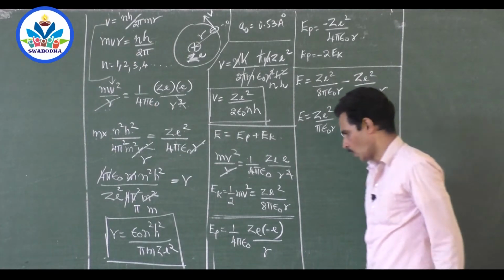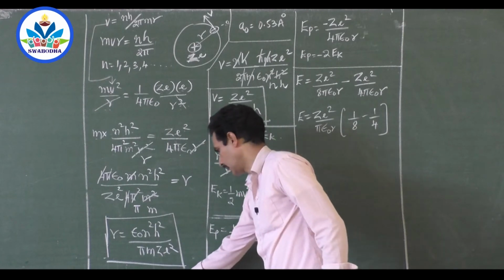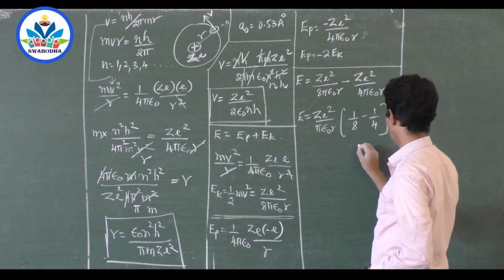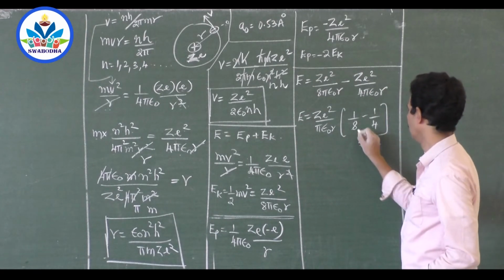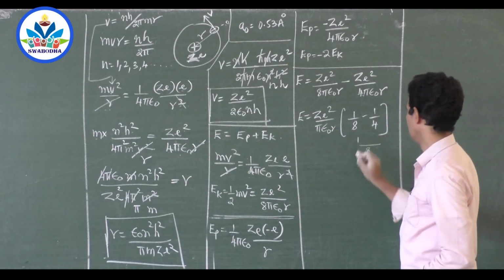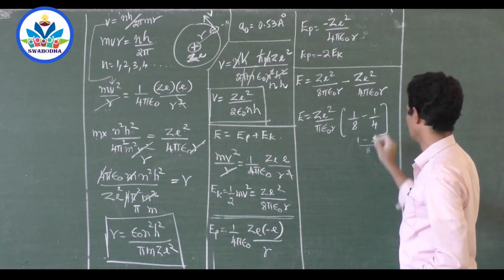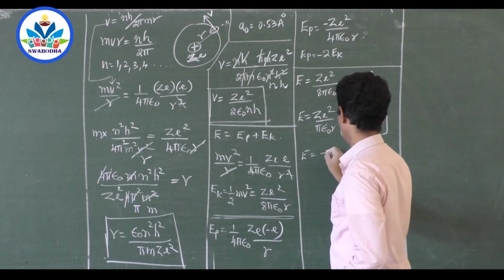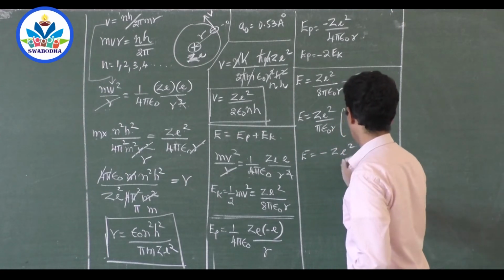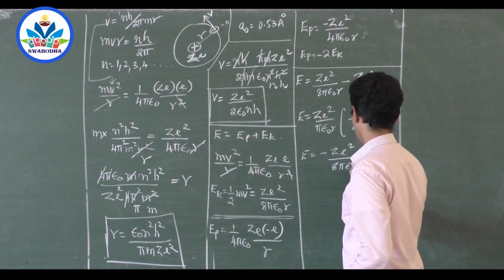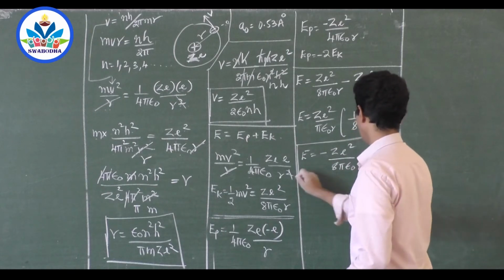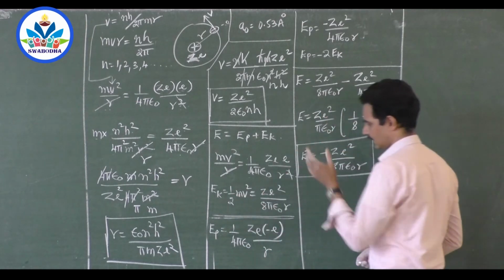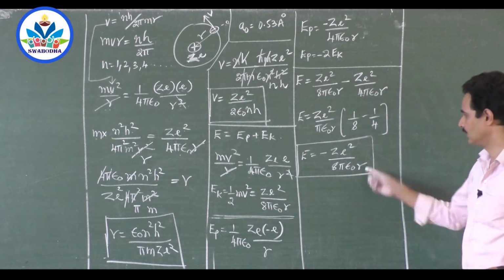Right. Okay, what else you get? This is 1 by 8, 8 is common, this is 4, this is 1 and this is 2, 1 minus 2, so minus 1 by 8. So what you will get here? E is equal to minus Ze squared divided by 8 pi epsilon naught r. So final answer is same as kinetic energy, but the thing is it is negative.